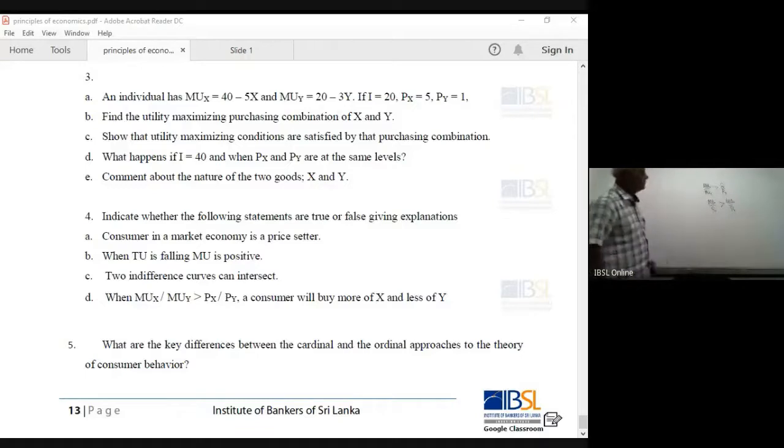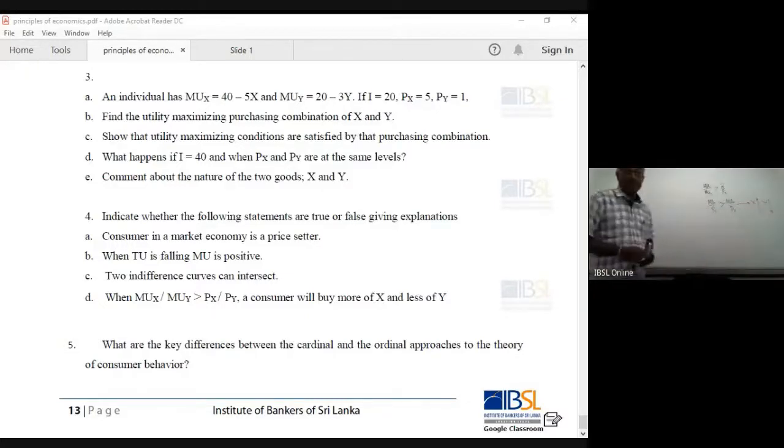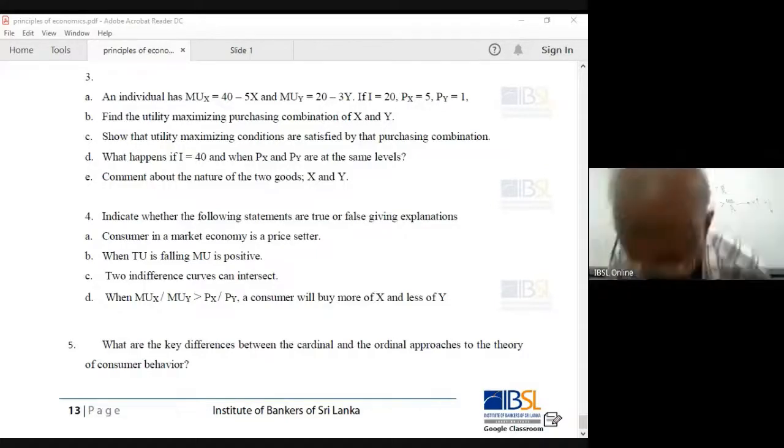What is that? Marginal utility per rupee on X greater than marginal utility per rupee on Y. The consumer is getting more marginal utility from X, so spend the rupee on X rather than the same rupee on Y. Therefore, a rational consumer definitely increases the consumption of X because you are getting more marginal utility, and decreases the consumption of Y. That is rational.